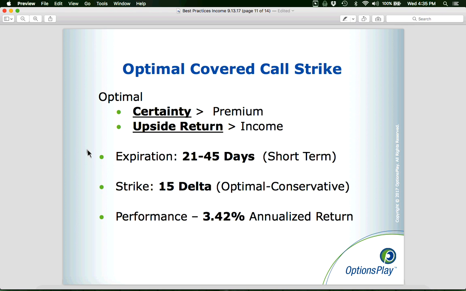Now, keep in mind that that's an average over 500 stocks. You probably don't own all 500 stocks in your account, so your performance may be completely different from this. So some stocks, you might get 10, 15% annualized returns. Other stocks, you might have negative or very small returns. So just keep that in mind. 3.4% is an average over 500 stocks over the last 10 years that we have found using this type of strategy.